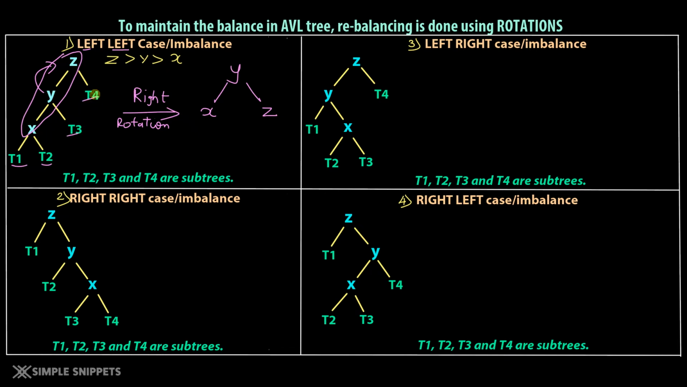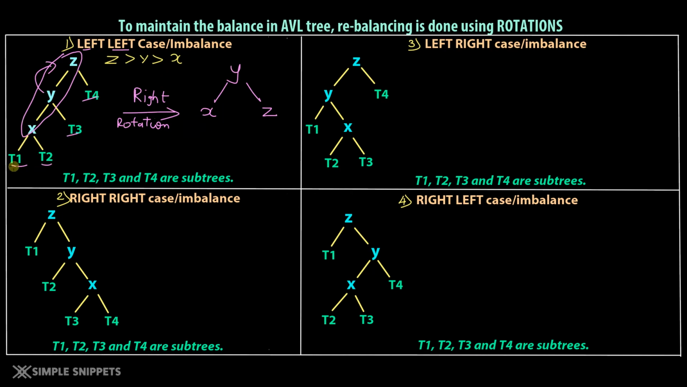And T1, T2, T3, T4 are nothing but subtrees, which means they can have many further nodes. So we are just assuming them as T1, T2, T3. We could have taken more nodes also, but just for simplicity purposes, we have named them T1, T2, T3, T4. So where do these different subtrees go? This has to follow the same structuring, that is, after the rotation what we get is y, x and z, right?